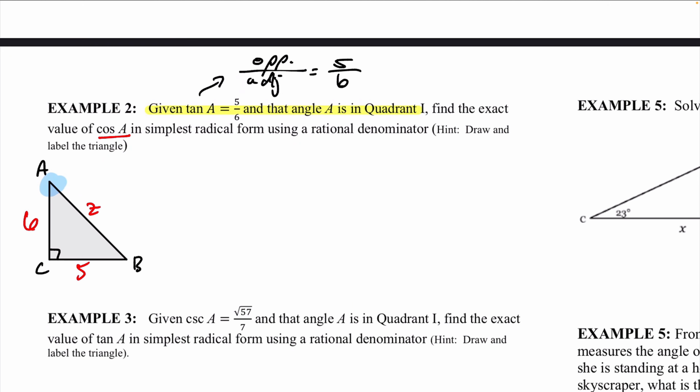Okay, so now let's go to the question. The question said, what is cosine of A? Well, what's the relationship of cosine? Adjacent over hypotenuse, right? So I'm at A again. What's the adjacent side? 6, 5, or Z? 6, right? 6 is here. So it's going to be 6 over Z. If I knew what Z was, I'd be done with the problem. But I don't know what Z is.